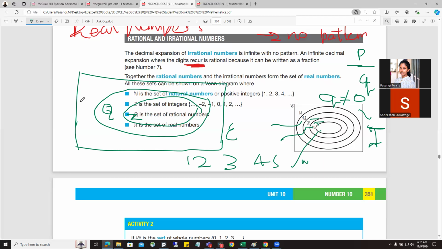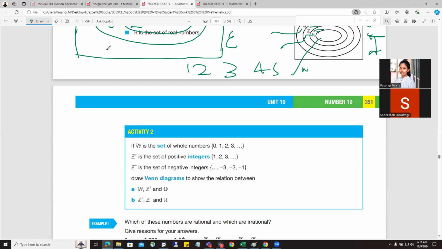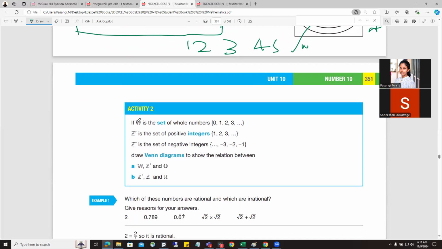Okay, all 4 lines were done. Then now the second activity. Activity 2: if W is the set of whole numbers, can you do this and send me? Do this activity too.